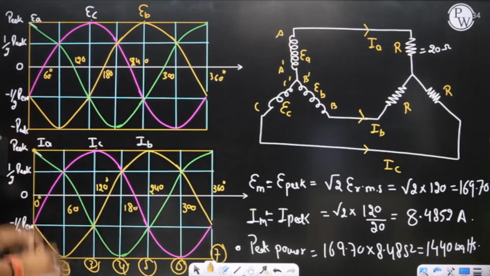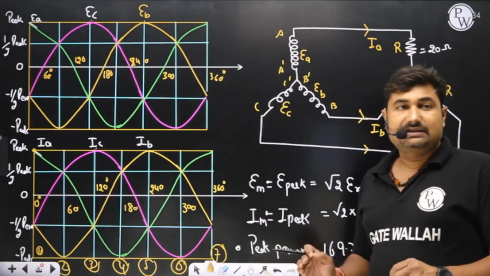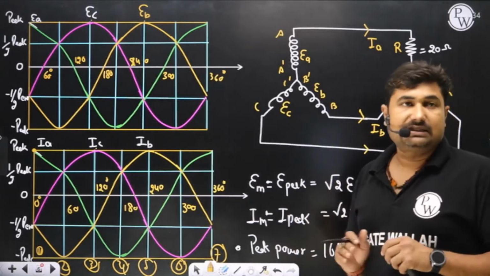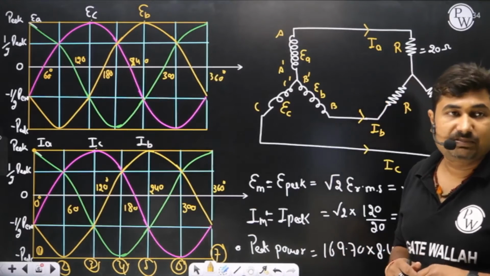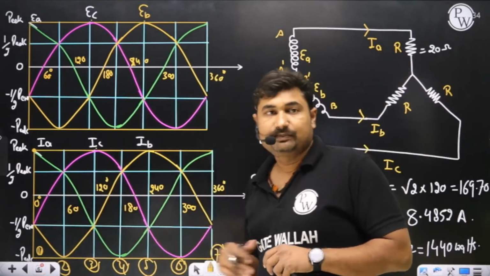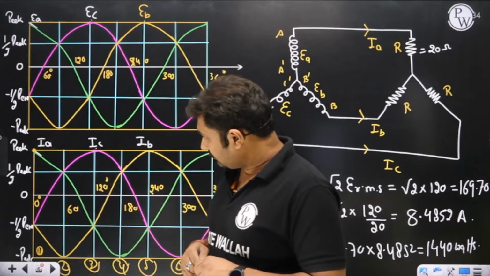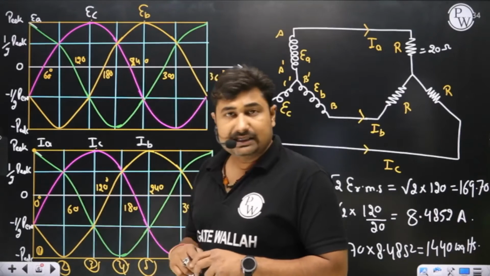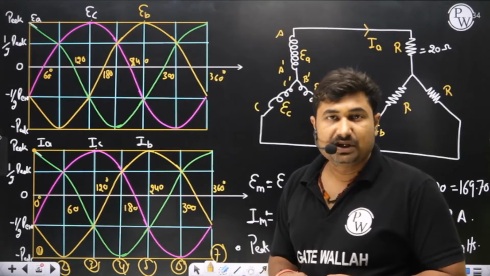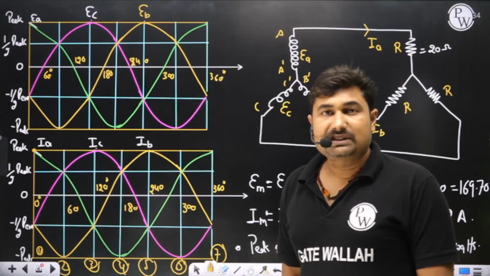Now let's find out the value of the current at any instant. What is the value of IA plus IB plus IC at instant 1? Sir, IA is at its maximum value. IB is minus half of the maximum. And what is IC? IC is minus half of the maximum. So what is the net value of the current at instant 1, IA plus IB plus IC?